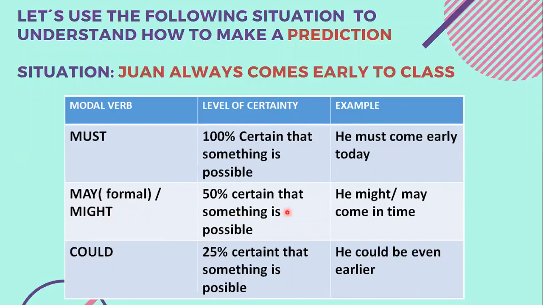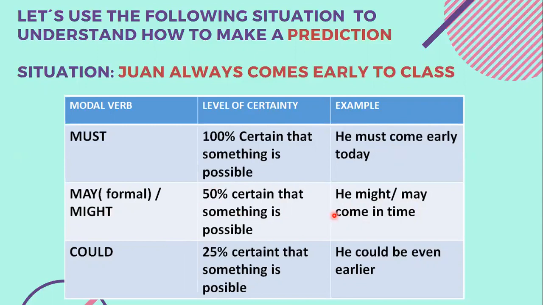Then, when we are talking about these two modals, we have a 50% chance. So that means that something can happen or something cannot happen. It is a 50-50 possibility. So that means that it can be a yes or it can be a no. We have examples. You can say he might come in time or he may come in time.